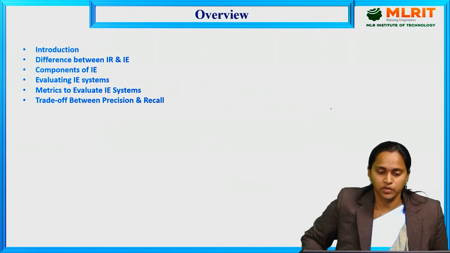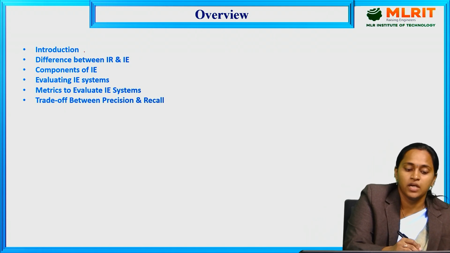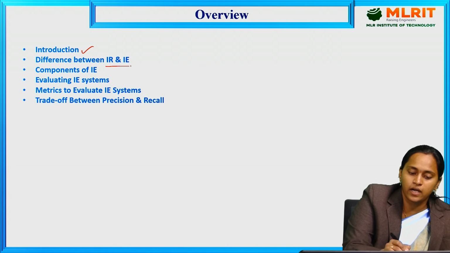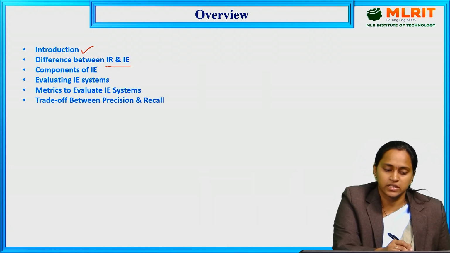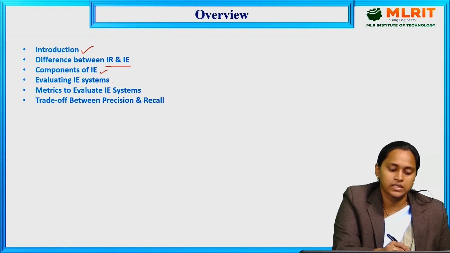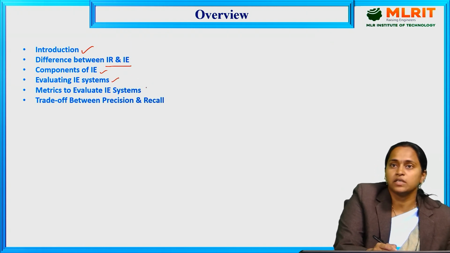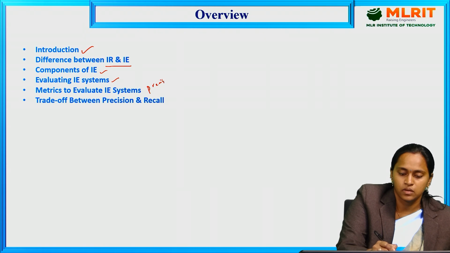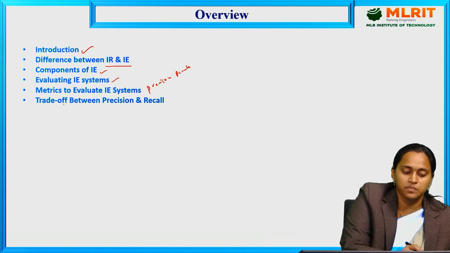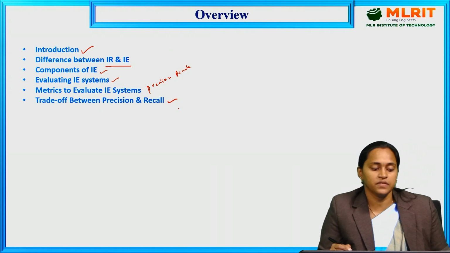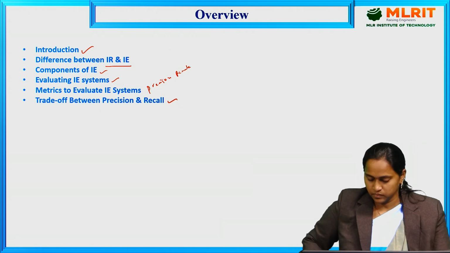Let's see the overview of today's session. First, an introduction to information extraction and the difference between IR and IE, information retrieval and information extraction, then the components of information extraction, and evaluating information extraction systems and metrics, that means precision and recall. By using precision and recall, how do you measure information extraction accuracy? Next, the trade-off between precision and recall, that means there is a difference between precision and recall. Let's see them one by one.